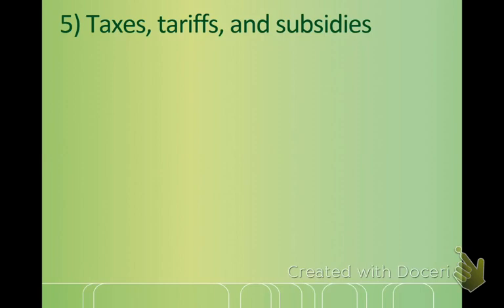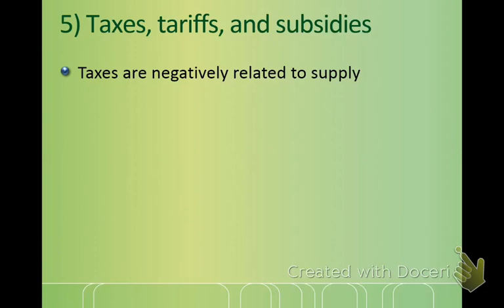The fifth variable is taxes, tariffs, and subsidies. Everybody knows what a tax is. It's a fee by the government for selling a good, or sometimes it's for consuming the good, a sales tax. The consumer, when they purchase something, has to pay a sales tax. Producers pay payroll tax. The more laborers they hire, they have to pay more taxes. That's kind of a cost on production. So taxes are negatively related to supply. The higher the taxes are, the less you can supply of whatever you're making.